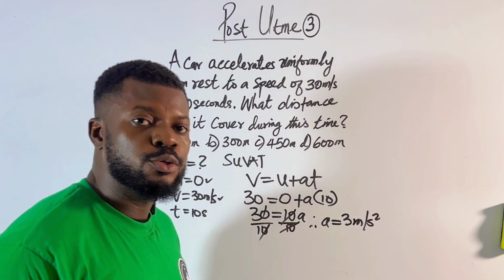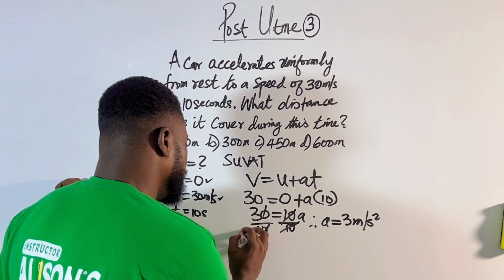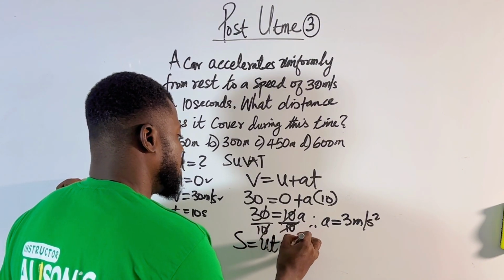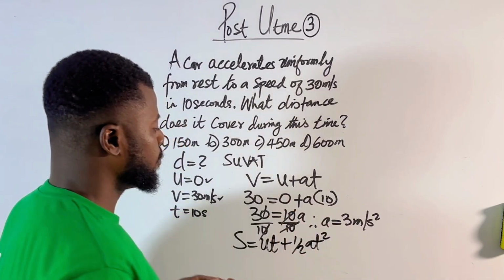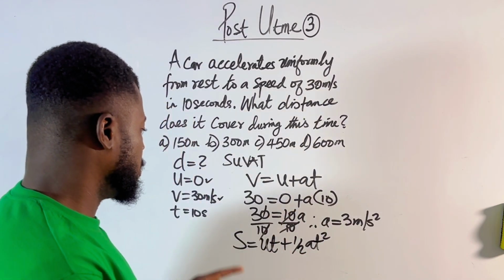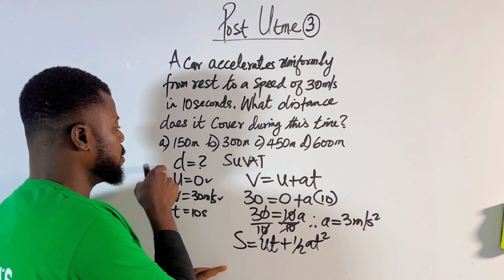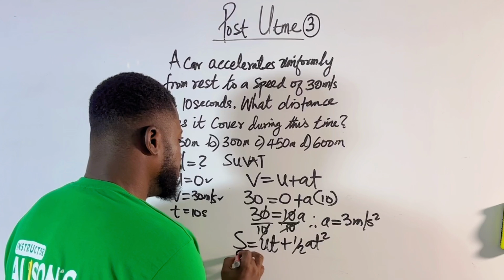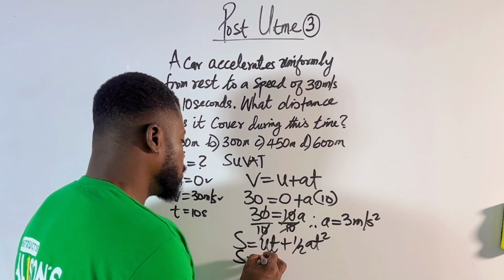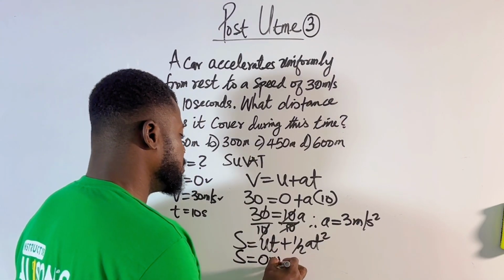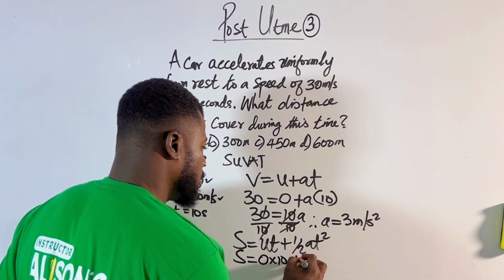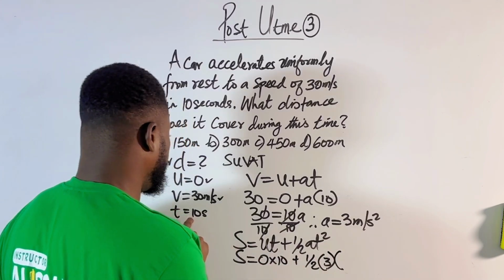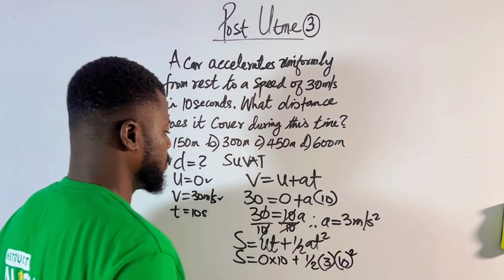So, which formula now we're going to use? We will carry this guy join. Now, this equation of motion: S equal to UT plus half AT squared. S will be distance. Now, wetin be your U? Remember that this guy, distance, will be d. Some textbook will use S for their distance. Now, S, distance, equal to U, now 0, so 0 times your T, which is 10, will still be 0. Plus half of A, your A now 3, times your time, which is 10, you go square.